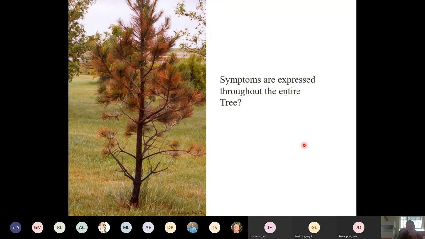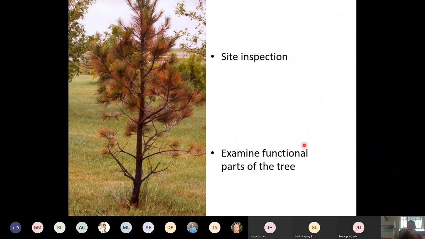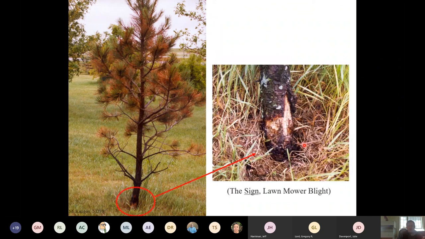Are symptoms expressed throughout the entire tree? Yep, probably abiotic then, unless there's something else that we're missing. Site inspection, okay, this is a lawn. Looks like it's being cared for pretty well. We examine the functional parts of the tree, and we see that at the base, there's some lawnmower blade damage. So again, abiotic. Somebody either weed whacked this a little bit too aggressively and got part of the tree, or somebody hit it with a lawnmower.